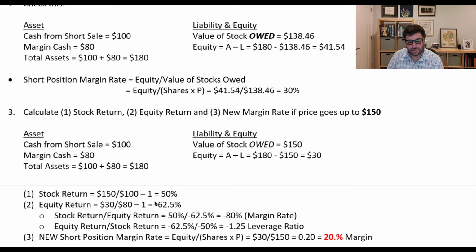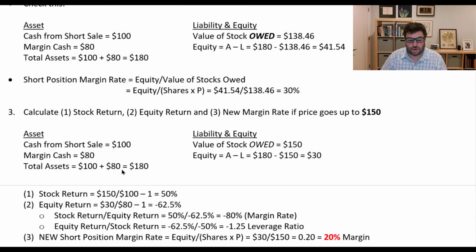And again, those ratios hold. The stock return divided by the equity return is equal to the negative of the margin rate. And the equity return divided by the stock return, the inverse, is the leverage ratio, negative because I'm short. And then finally, my new short position margin rate, same formula, equity, which is the 30, divided by the shares times P. And remember, still dealing with one share, so that makes it easy. 150, and now I have a 20% margin rate that is less than the 30%. And so now I'm going to have a margin call.